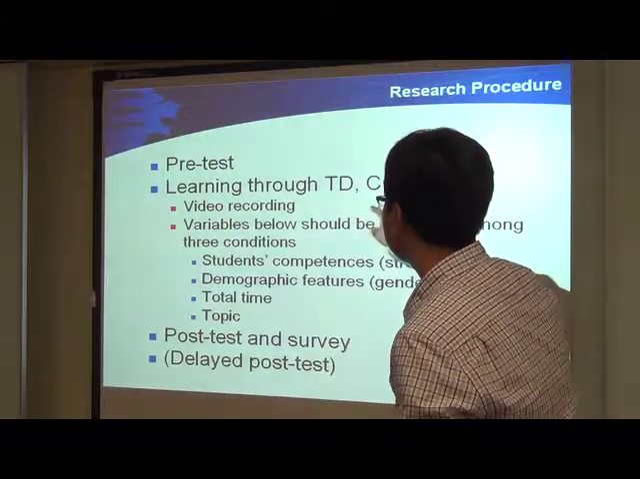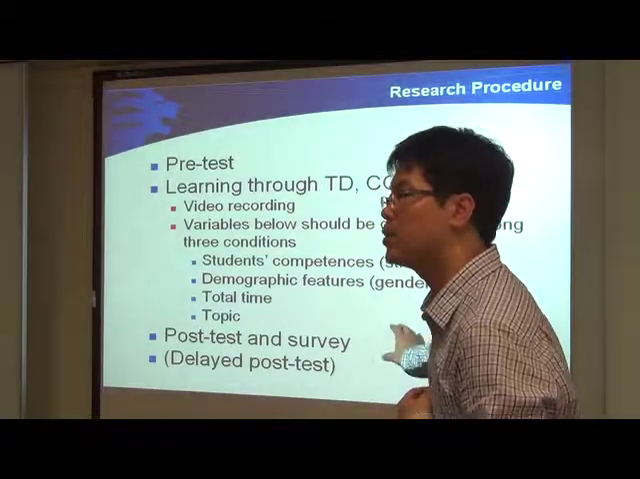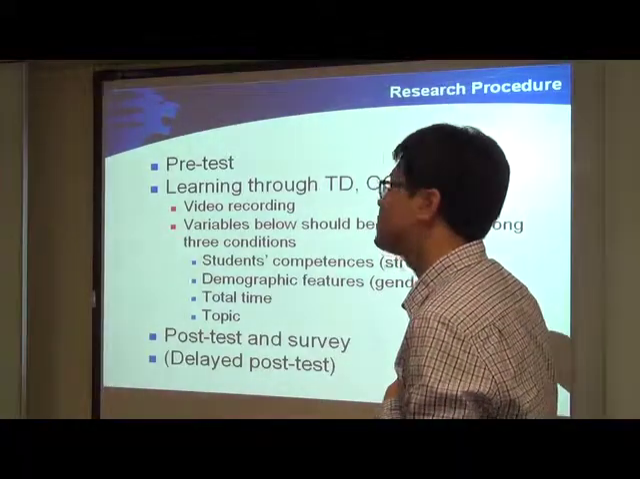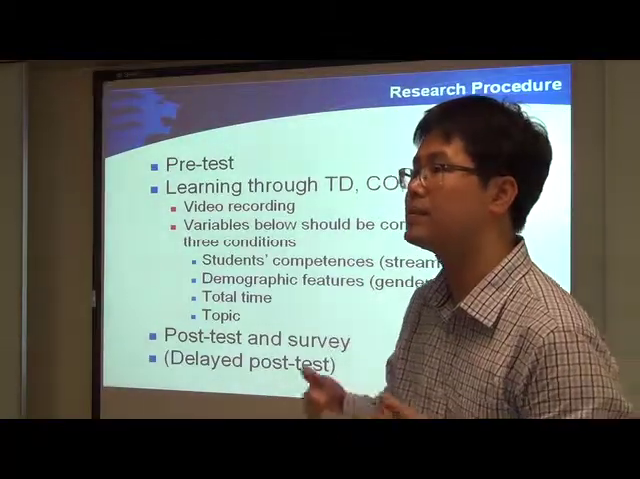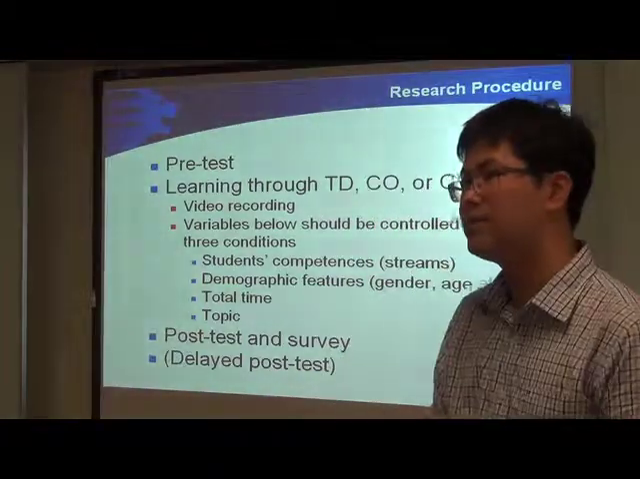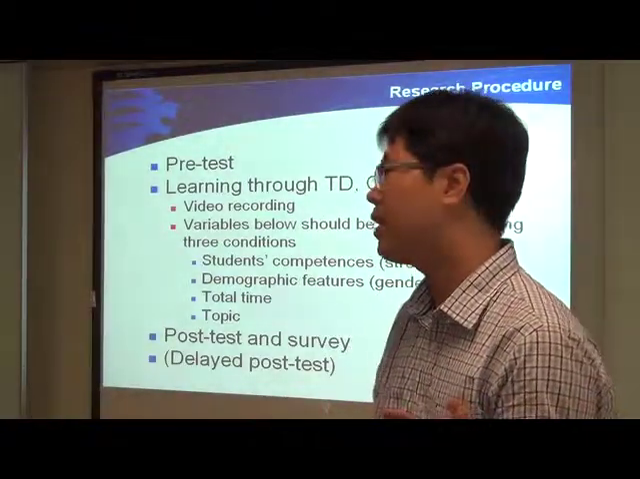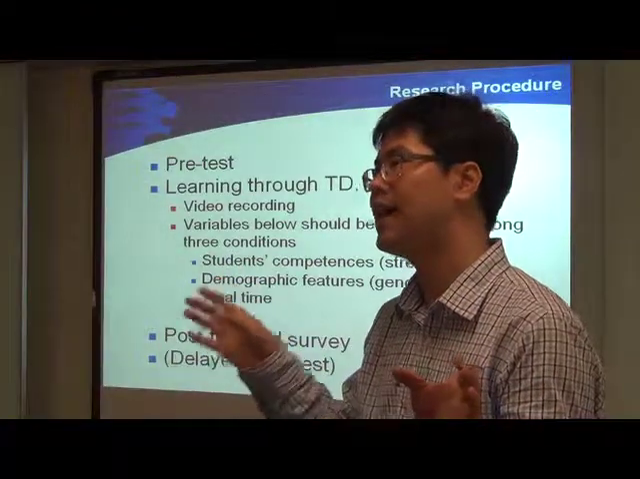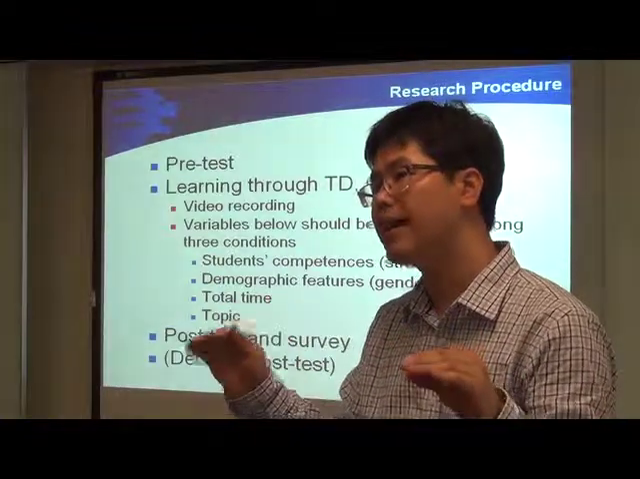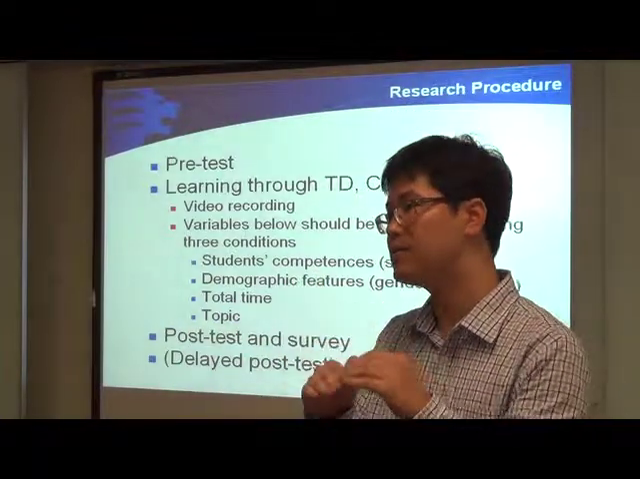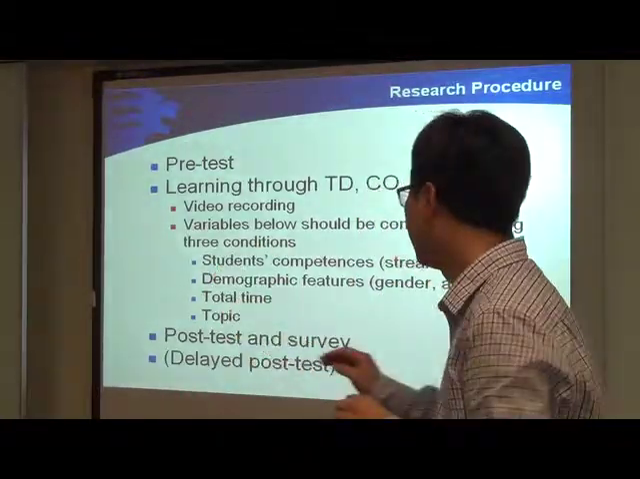But in the 3 conditions, we should control these 4 variables. These 4 variables should be the same in the 3 conditions. The first one is the students' competency, like streams. In the CO condition and in the teacher-directed instruction condition, the students' stream should be the same. That means their competency level is very similar, not much different.